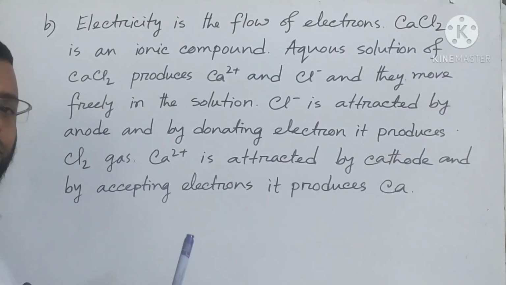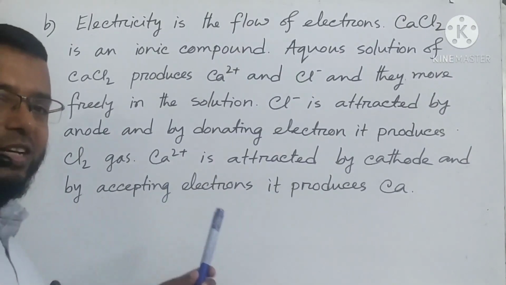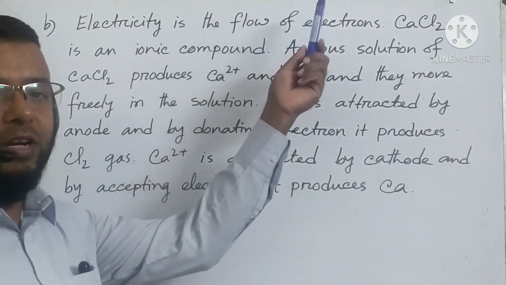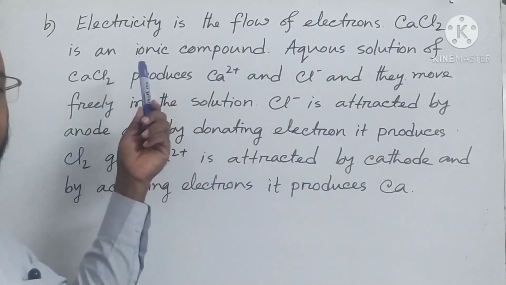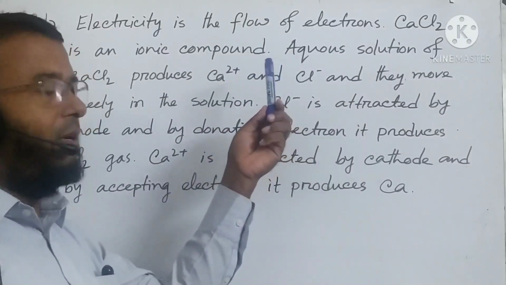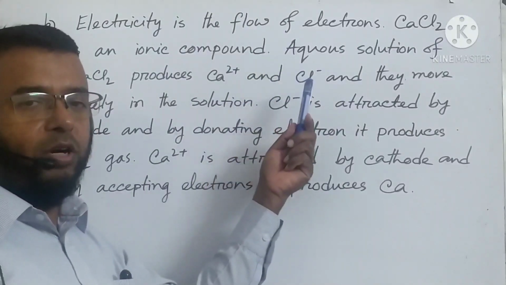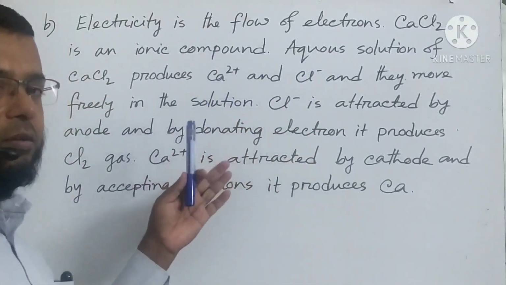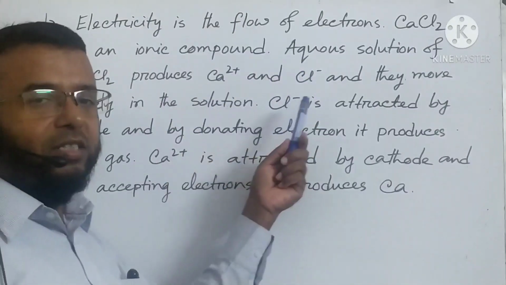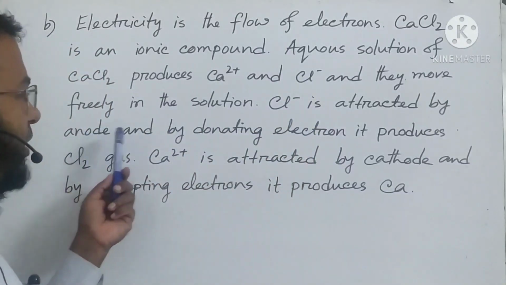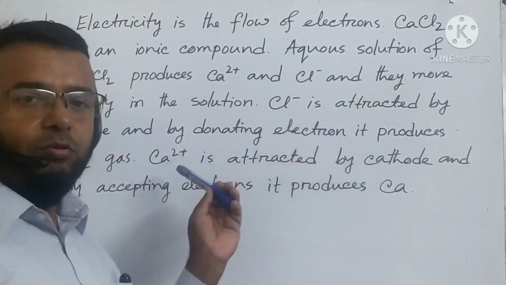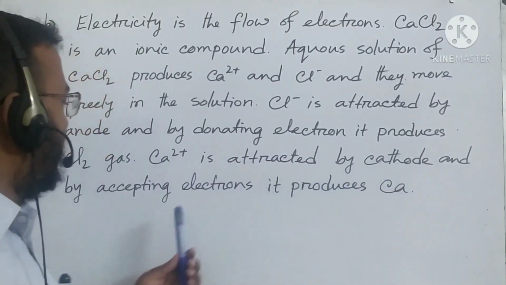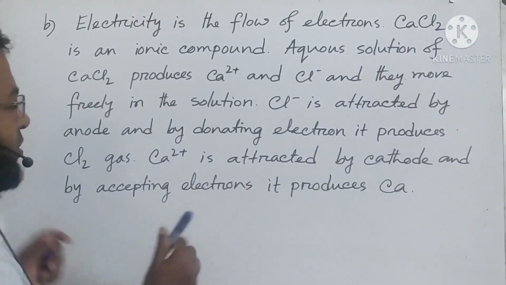Okay, number B, the question is calcium chloride conducts electricity. We have to explain. We know that electricity is actually the flow of electrons. Calcium chloride in aqueous solution breaks up and produces calcium 2 plus and chloride ions. Calcium ion and chloride ion, these two ions move freely in the solution. So the chloride ion is attracted by the anode and by donating electron it produces chlorine gas, and the calcium ion is attracted by the cathode and by accepting electrons it produces calcium.